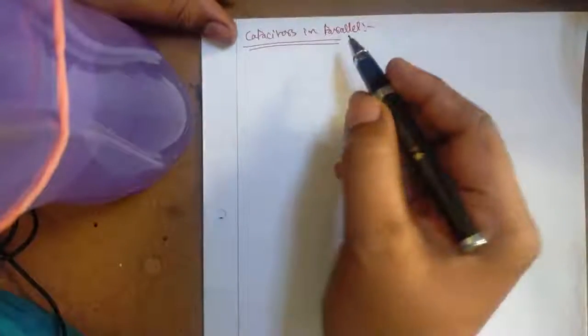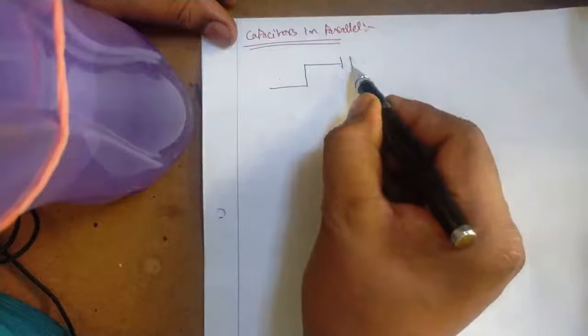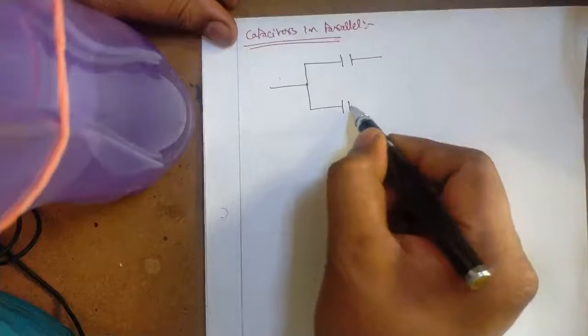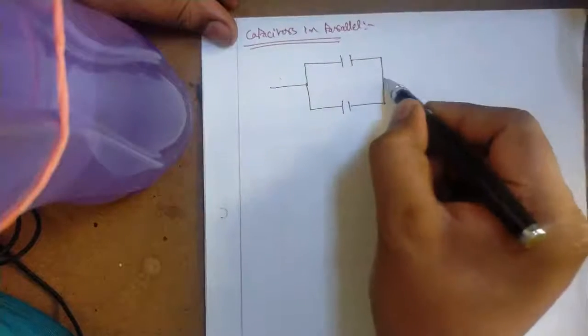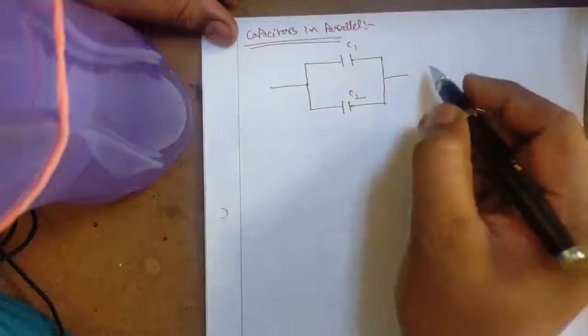Capacitors in parallel. Two capacitors C1 and C2 are connected in parallel. This is C1 and this is C2 connected in parallel.